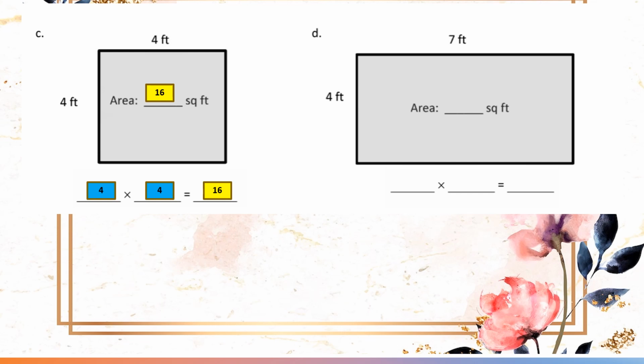Okay, let's take a look at letter D. The length for the rectangle under letter D is 4 feet, and the width is 7 feet. So our equation to find area for this particular rectangle would be 4 times 7. Let's take a moment to figure out what the answer for 4 times 7 would be. If the answer that you calculated was 28, then you are correct. So the area for the rectangle under letter D should be 28 square feet.